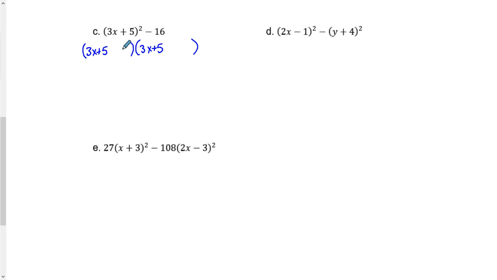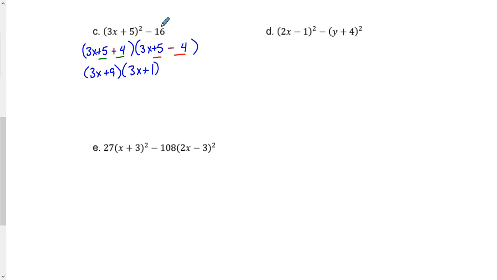The square root of 16 is 4. We make one positive and we make one negative. The last step that we really need to consider right now is that we have to combine like terms. A 5 and a 4 are like terms, and a 5 and negative 4 are like terms. So we have a 3x plus 9 and a 3x plus 1.